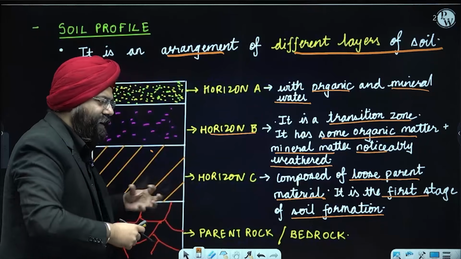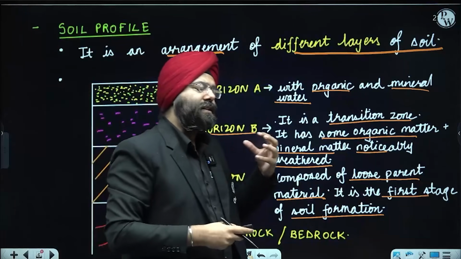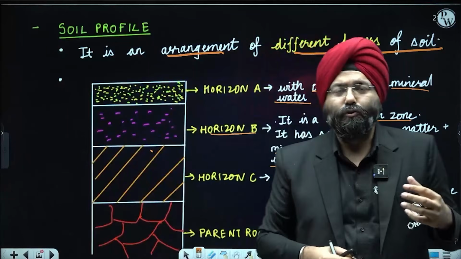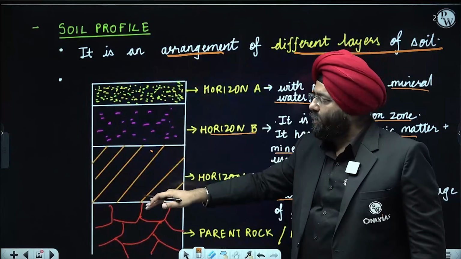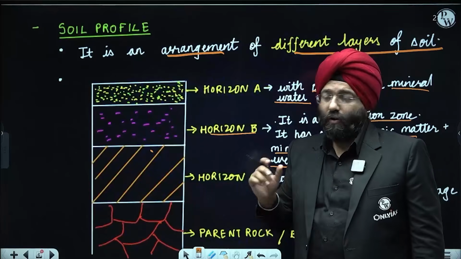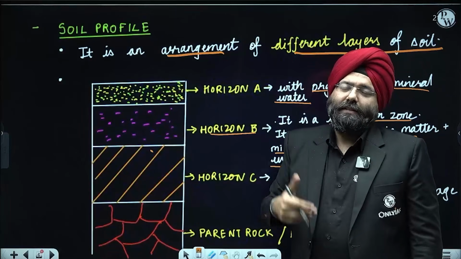Now this parent rock again has what? The various minerals that are present, and that ultimately leads to which type of soil will be formed later on when you see the weathering activities taking place. So again, the parent rock also determines the type of soil.